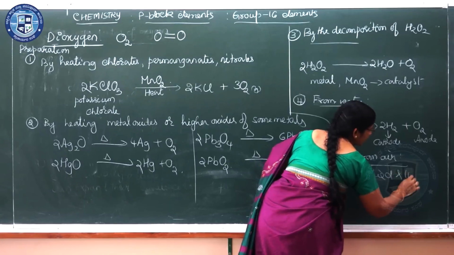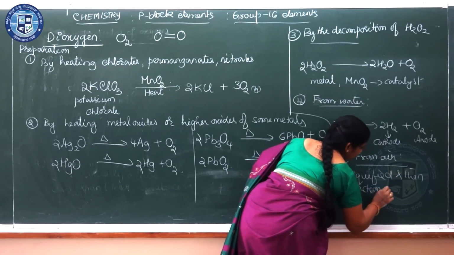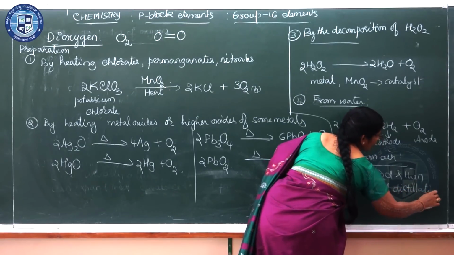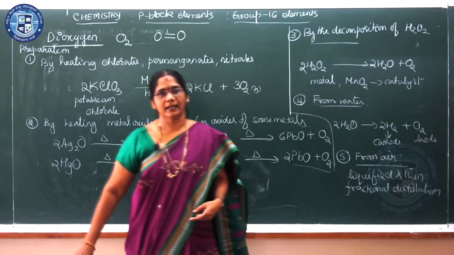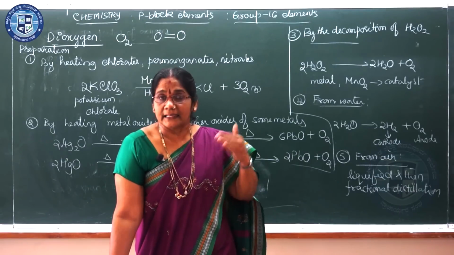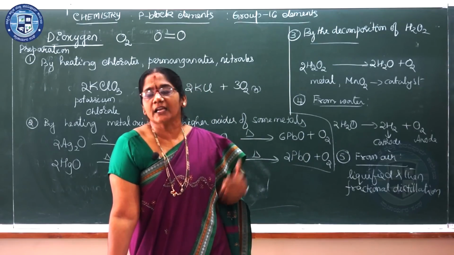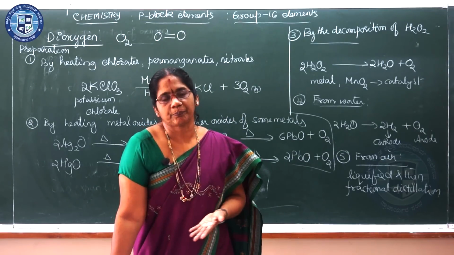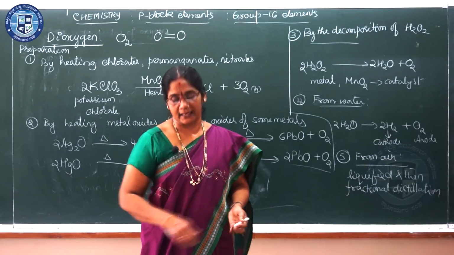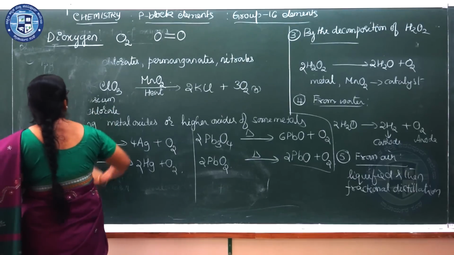and then on fractional distillation, the temperature of the liquid air is slowly increased. Liquid nitrogen boils out first at 77.2 Kelvin, and then the temperature is slowly increased to 90 Kelvin. Liquid oxygen boils out. So this is how we separate oxygen from the air. So these are some of the methods in which we can prepare oxygen.